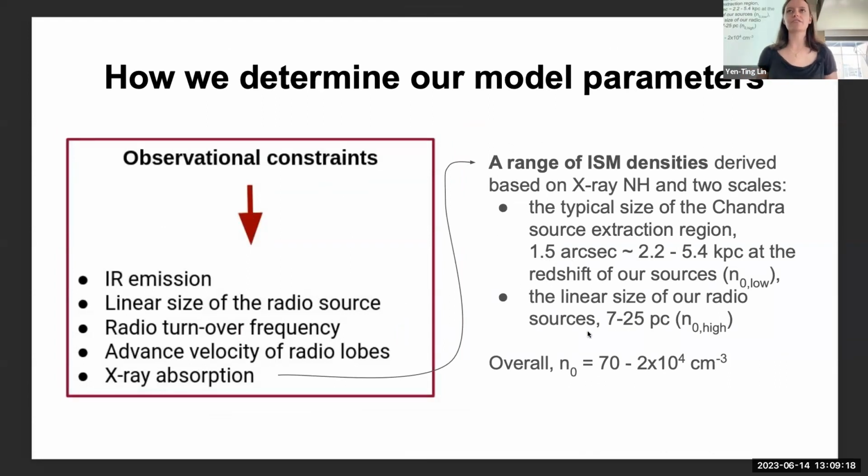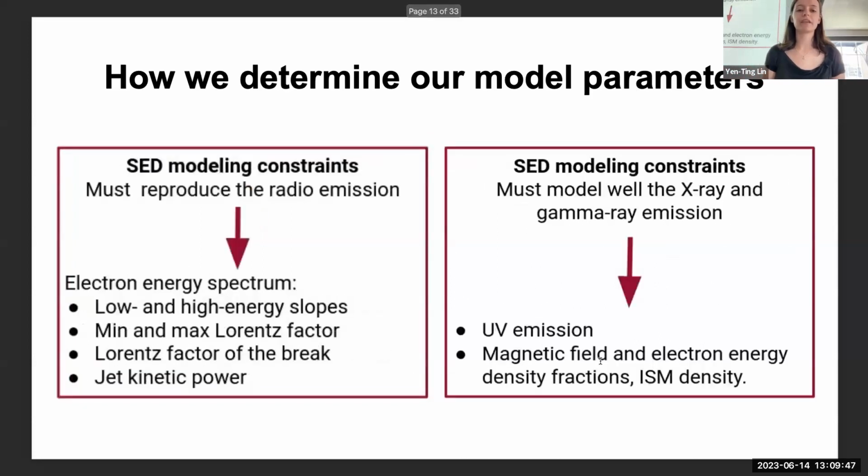calculate the ranges of ISM densities, assuming some characteristic scales on which absorption occurs, such as the linear size of our sources or the typical size of the Chandra extraction regions. So between 7 to 25 parsecs and some few kiloparsec scales. And overall, we were considering ISM densities between 70 and 10 to the power of 4 per cubic centimeter.